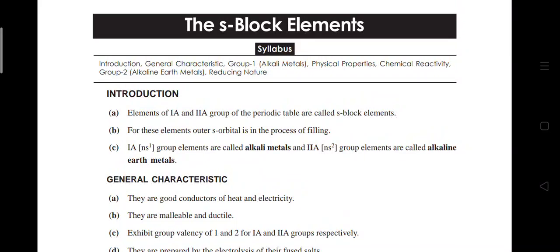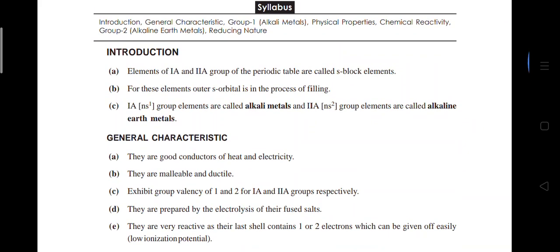Hello everyone, this is an audio recorded lecture on the topic S block elements. In this chapter, we will study the introduction of group 1 and group 2, general characteristics, physical properties, chemical reactivity, and reducing nature. Introduction. First, elements of group 1 and group 2 of the periodic table are called S block elements.